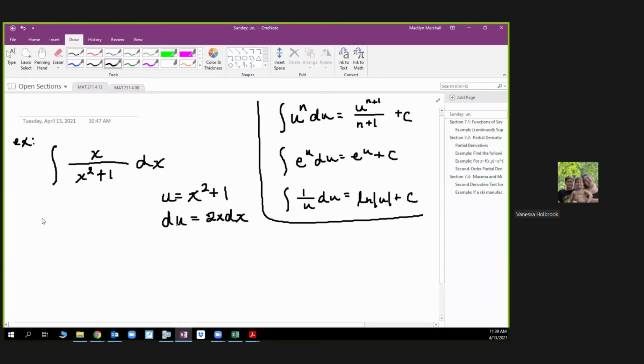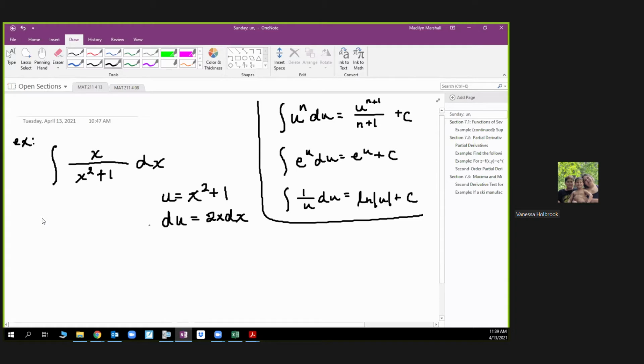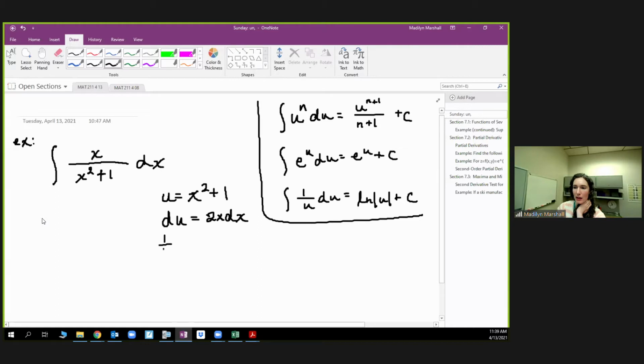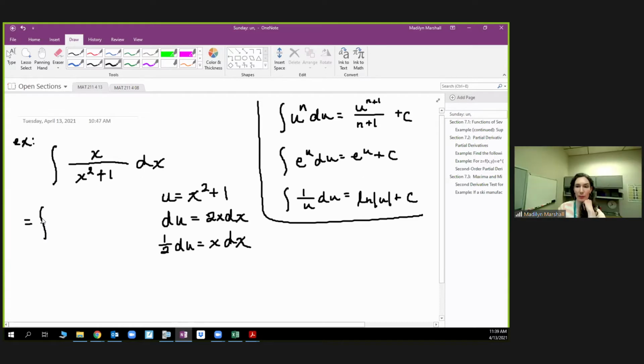But then once we have du, we do need to look back at the original and think about what we have there. We just have the x, so then we need to move the 2. Right, exactly. So we would have 1/2 du equals x dx. Okay. So then we have all of our parts in the original integral that can be replaced with stuff in terms of u.